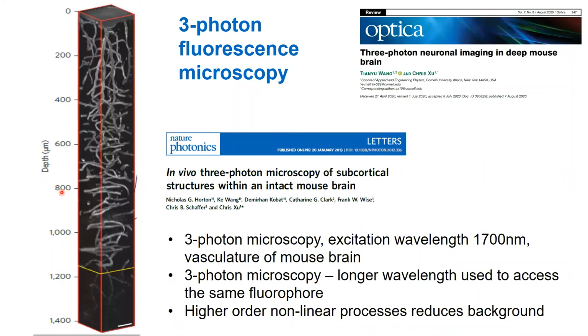And here's an example of 3-photon fluorescence microscopy, as opposed to 2-photon. The benefit of switching to 3-photon is that you can use an even longer wavelength excitation, and therefore get even deeper into your sample, and you have access to the same fluorophore. So you're exciting the same fluorophore, but using longer wavelength light to do that. Also, because it's a higher order nonlinear process, you reduce your background. He's got a series of papers on that, which I would recommend looking at.